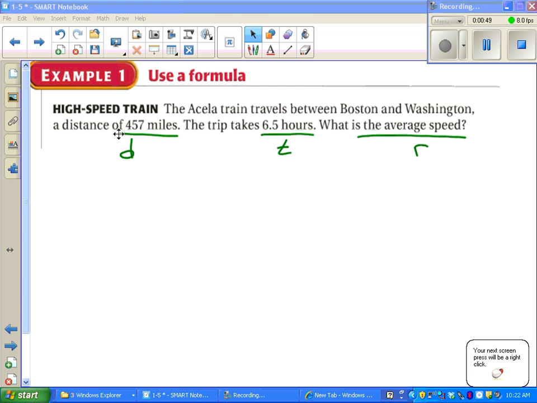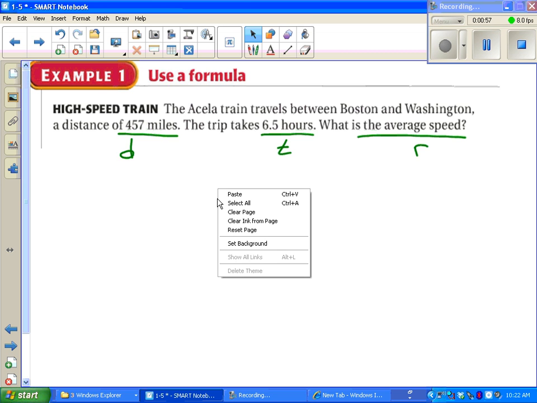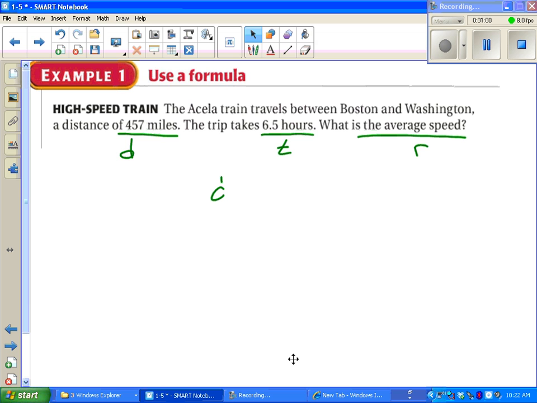The reason I wrote these letters down specifically is because I'm looking for a formula that relates this stuff. If you think back to that page of formulas we saw a couple lessons ago, maybe it was last lesson, distance equals rate times time. It's a formula you need to know. So if we know the distance and we know the time, we can figure out the rate.